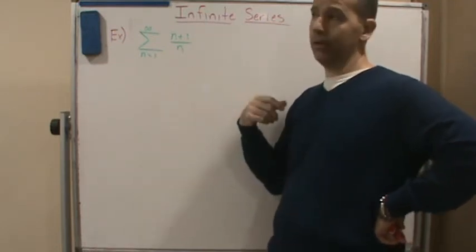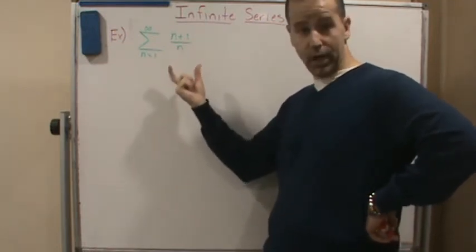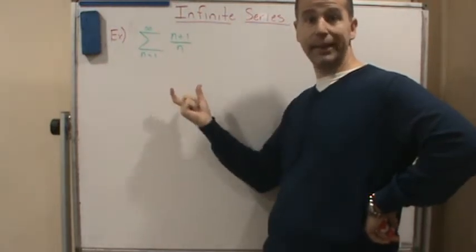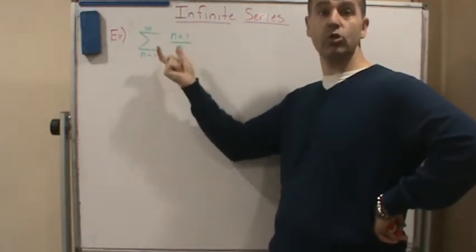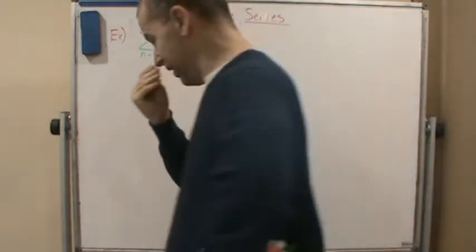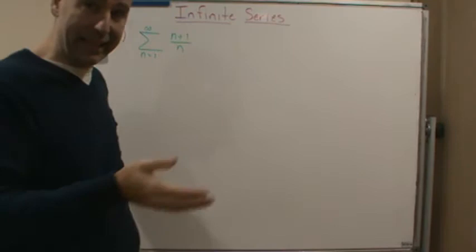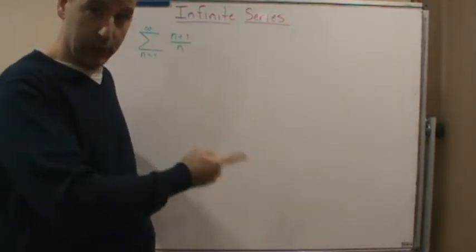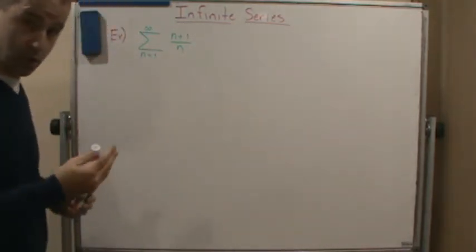Or how should I say this? So for each partial sum that you're going to have, you're always going to be adding something bigger than 1 to it to get the next partial sum. Okay, that's what I'm trying to say. So I'm automatically thinking this thing is going to diverge, but let's determine that.